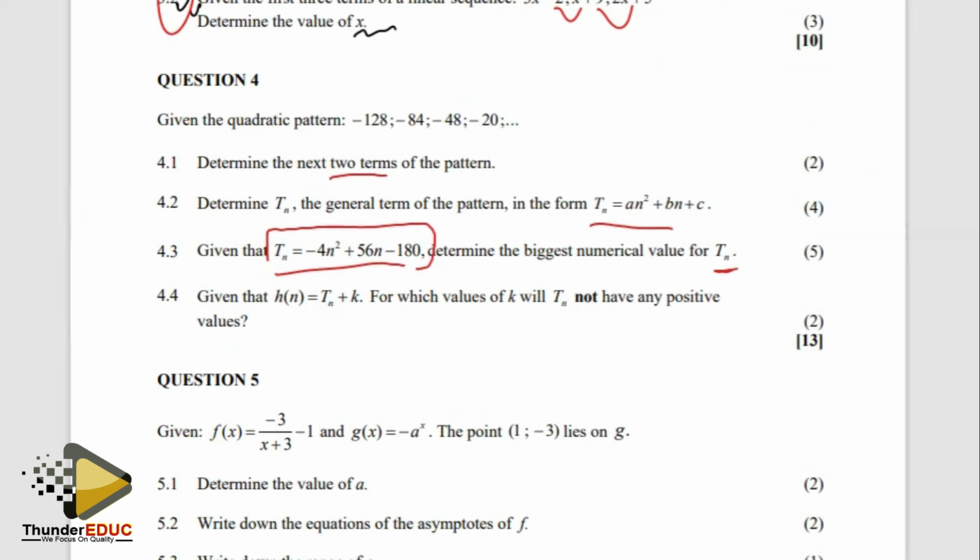they want us to get the biggest numerical value of Tn. So this question is common. They may not ask the biggest or the smallest; sometimes they can ask for maximum and minimum. Remember, this is a quadratic pattern, which forms a parabola. So if we were to sketch this parabola, it's a frowning parabola, which means it has a maximum somewhere, which is the biggest number.